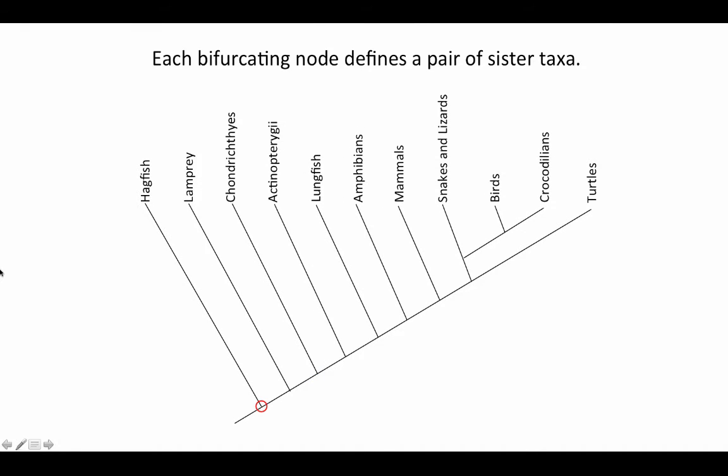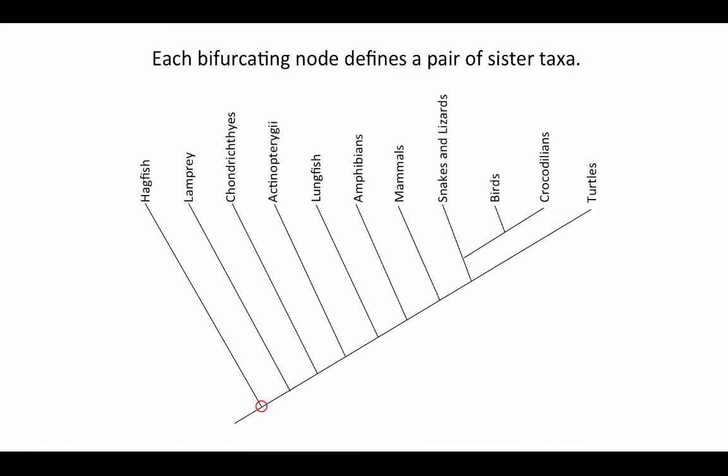So how do we know whether two trees that look different are actually identical or equivalent trees, or whether they actually do represent different phylogenetic relationships, different hypotheses about the evolutionary relationships between the groups. The key to understanding that is understanding this concept called sister taxa. Sister taxa are groups of species on the tree that both come from the same node. So each node defines one pair of sister taxa.